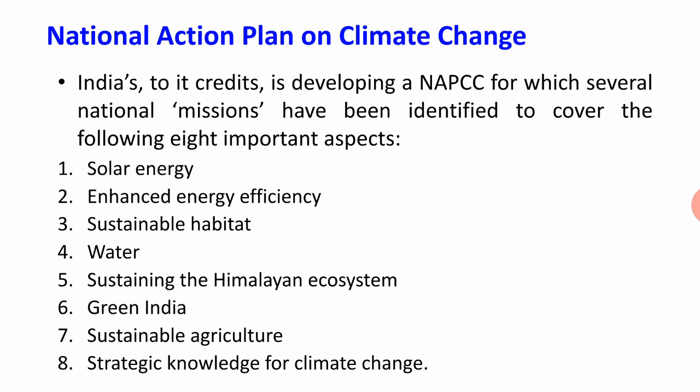Enhance the energy efficiency, in this case for end users. End users use different electrical appliances, like at the domestic level you can see lights, fans, ACs and all these things. So how do we do this by using certain kinds of energy ratings? Next ones are sustainable habitat, water, sustaining the Himalayan ecosystem, Green India, sustainable agriculture, and strategic knowledge of climate change. These points we will discuss in each slide.